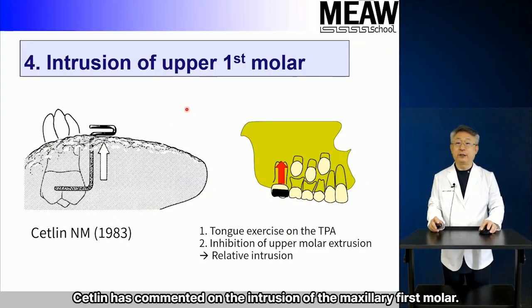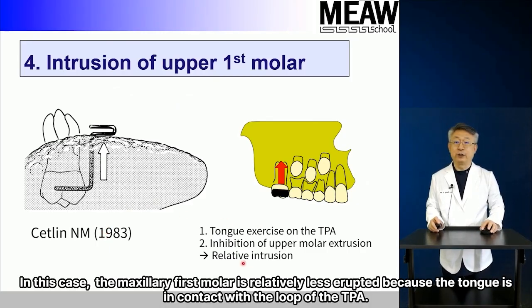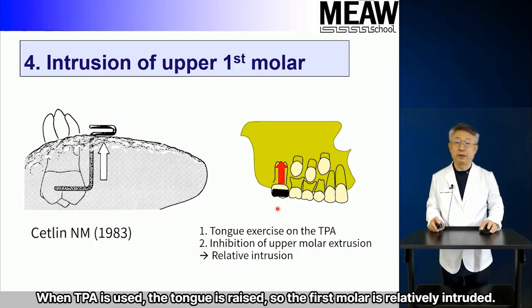Setlin has commented on the intrusion of the maxillary first molar. In this case, the maxillary first molar is relatively less erupted because the tongue is in contact with the loop of the TPA. When TPA is used, the tongue is raised, so the first molar is relatively intruded.